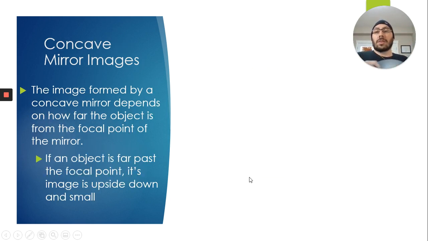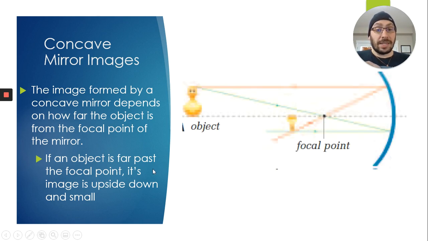The image formed by the mirror depends on how far the object is from the focal point. Again, like we just said, if the object is far past the focal point, it'll be very small and upside down. So if I was to take this and move it way, way past over here, I would look smaller and I would be upside down.